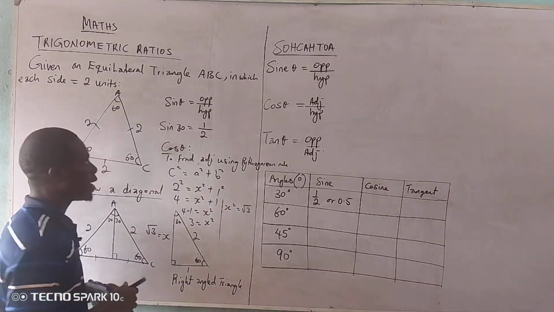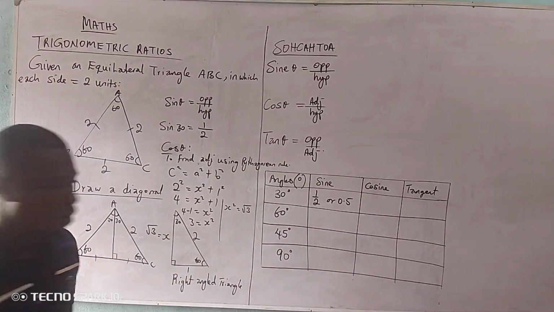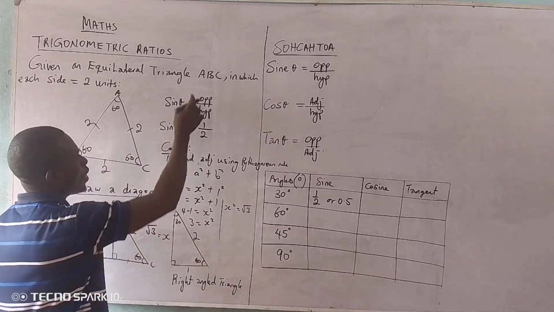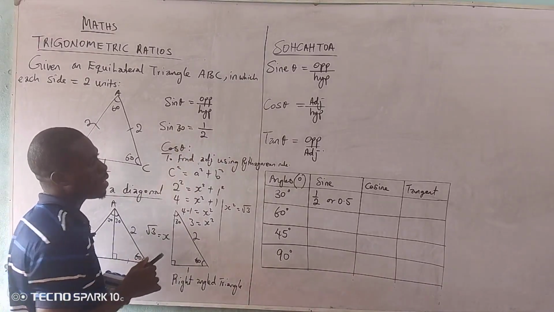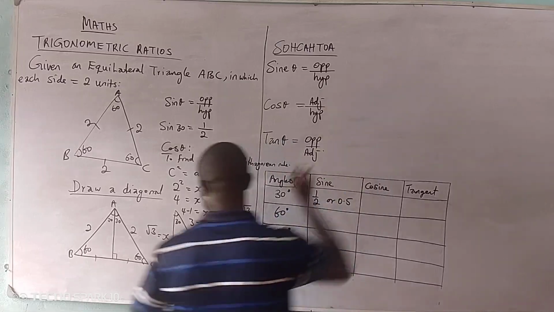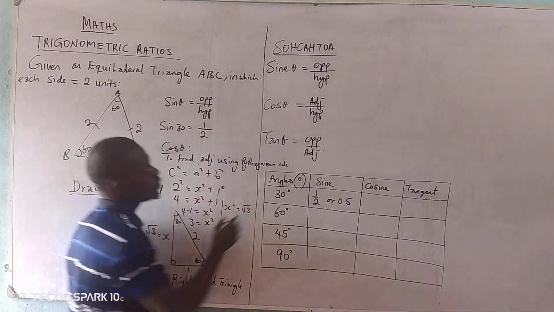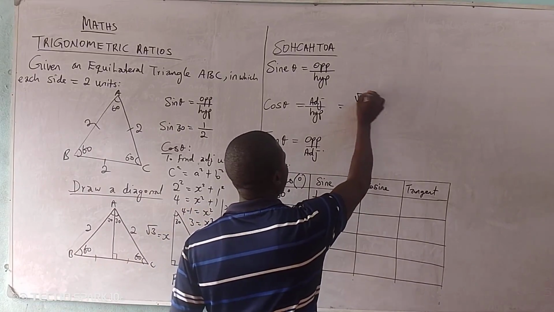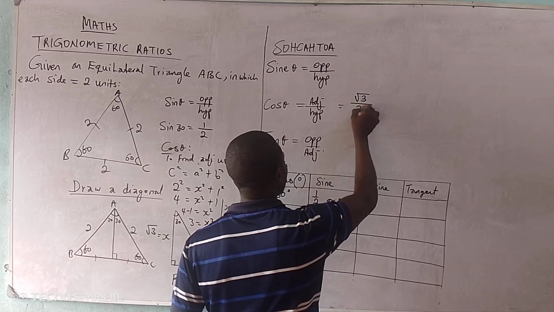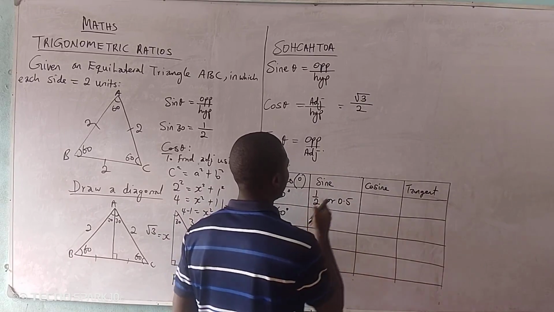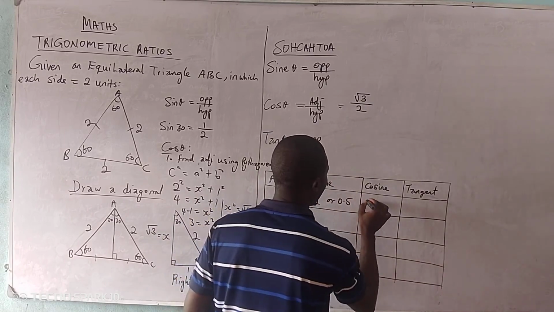Now to find cos theta. Cos theta gives us adjacent over hypotenuse. So cos theta equals adjacent to the hypotenuse. Our adjacent is root 3, the hypotenuse is 2. So cos 30 will give us root 3 over 2.